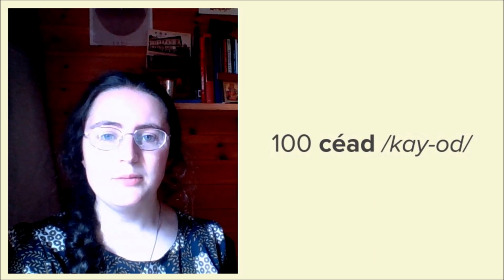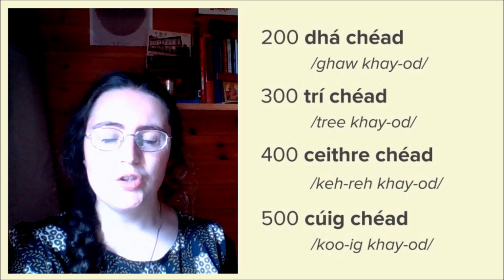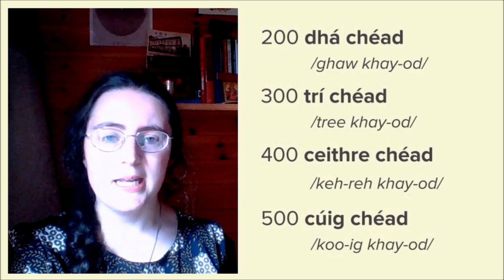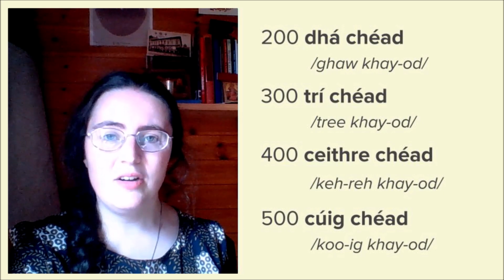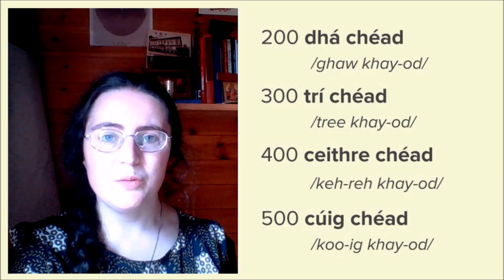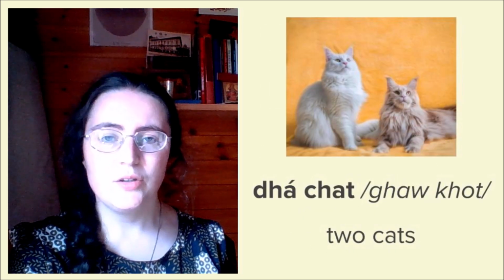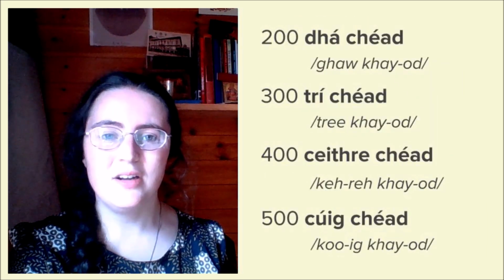Now, if you know how to count things from 1 to 10, you'll find the following quite familiar. 200 is ghaw chéad. Ghaw is the same form of 2 that you would use to count 2 cats, for example. Ghaw chát. So here we have ghaw chéad, 200.